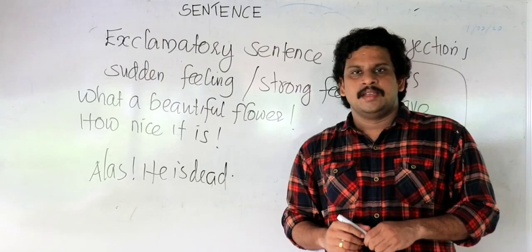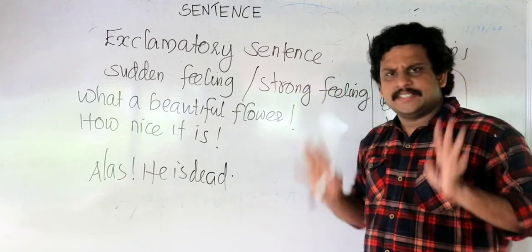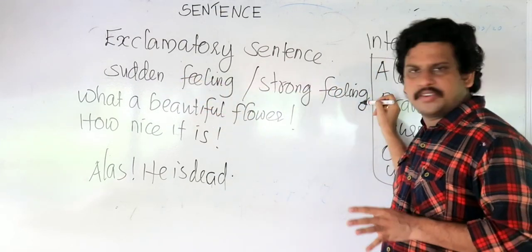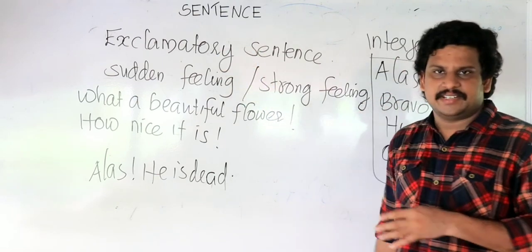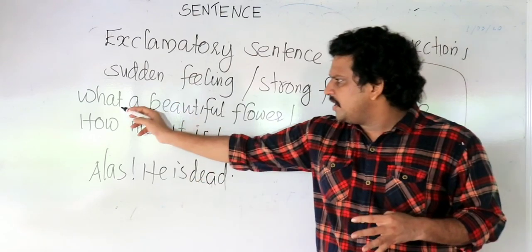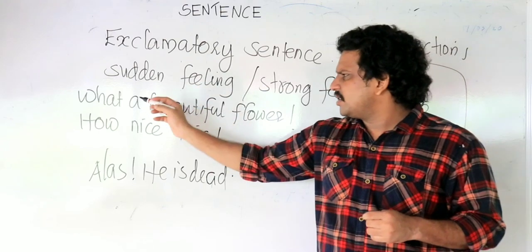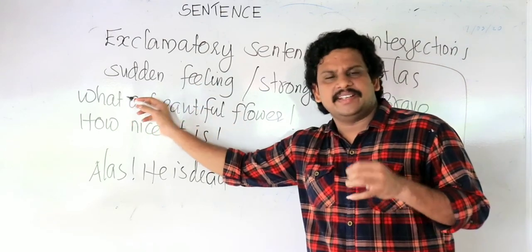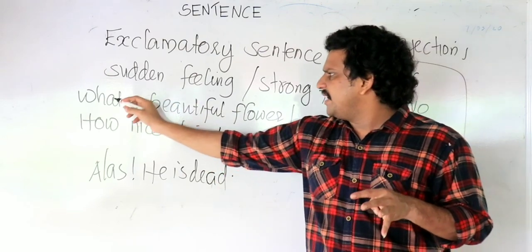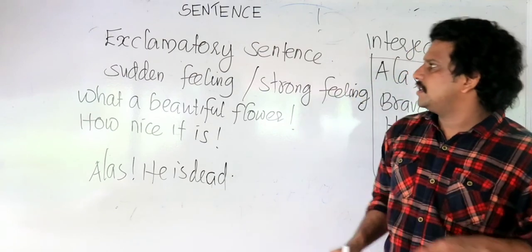Okay? The last sentence is the exclamatory sentence. It is very simple. A sentence which expresses a sudden feeling or a strong feeling is called an exclamatory sentence. Two types of exclamatory sentences are there. Normally it begins with what and how, two question words. But they are not question words here, they are called exclamatory pronouns. So they begin with what and how, but they are not questions. But it ends with the exclamation mark.